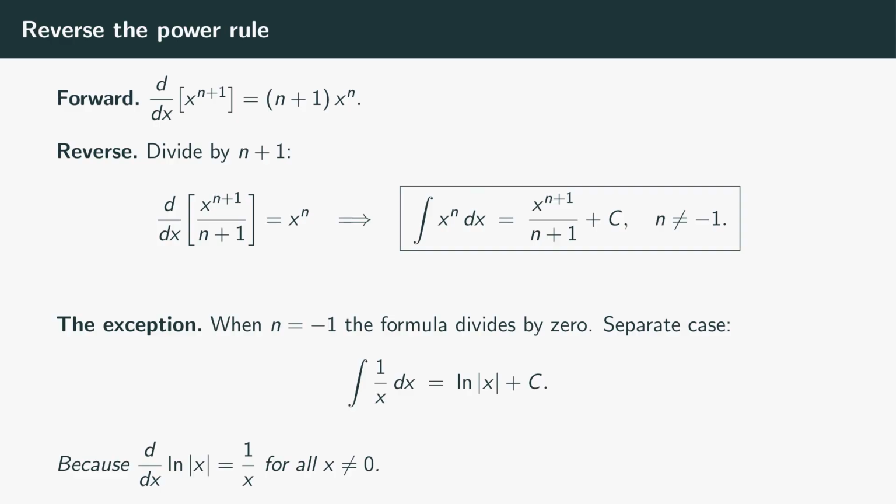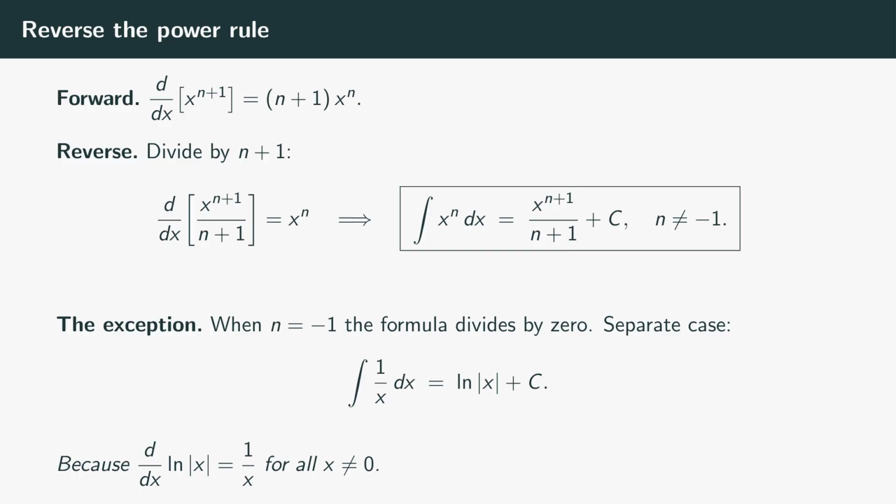First real rule. The power rule for derivatives says the derivative of x to the n plus 1 is n plus 1 times x to the n. Run that backwards. An antiderivative of x to the n is x to the n plus 1 divided by n plus 1, plus c. That's the power rule for antiderivatives, and it works for every real number n, except n equals minus 1, because then the formula tries to divide by 0, the exception.